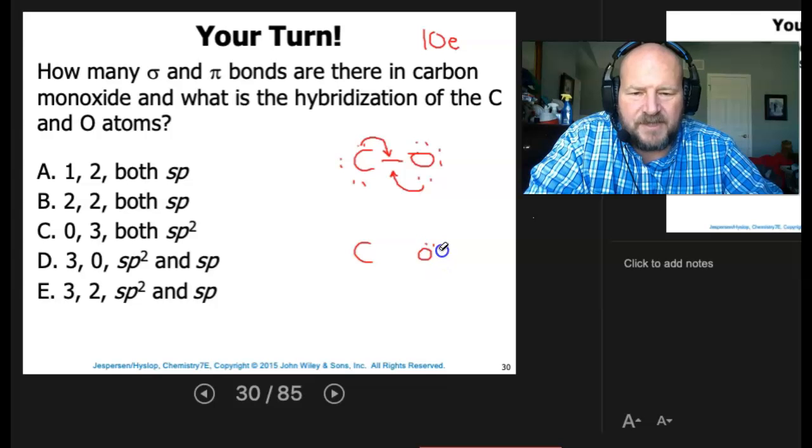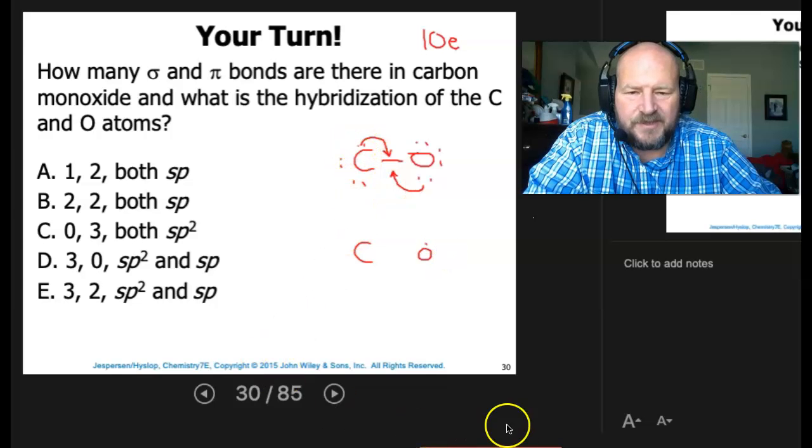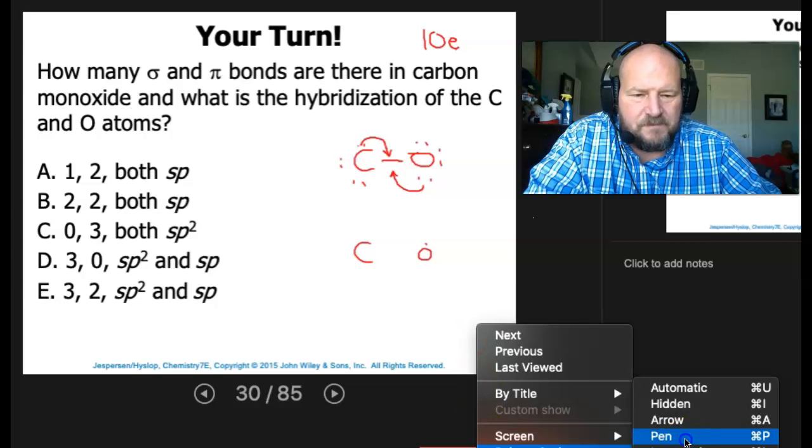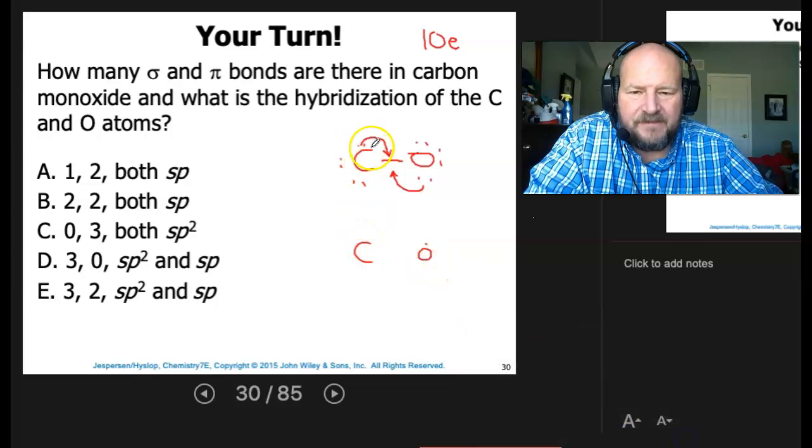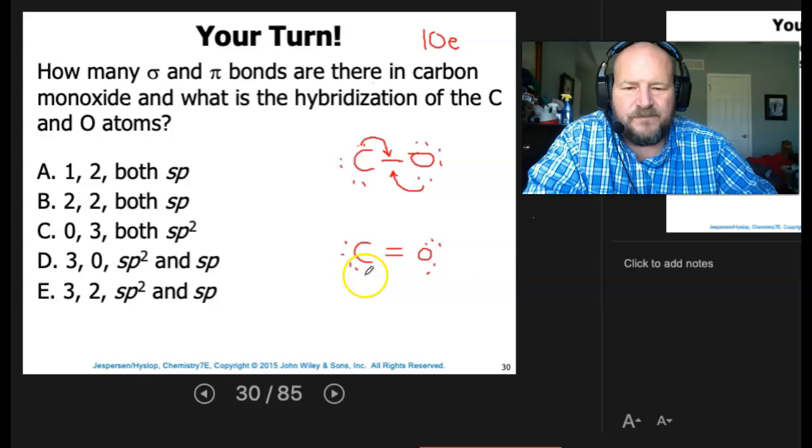Putting in pairs doesn't help me, right? I want to get rid of the pair and put in single electrons first. That's what I meant to say. So instead of having a pair here, we'll make a double bond. And that way carbon has 8 electrons. Oxygen has 8 electrons. Now we have 2, 4, 6, 8, 10, 12.